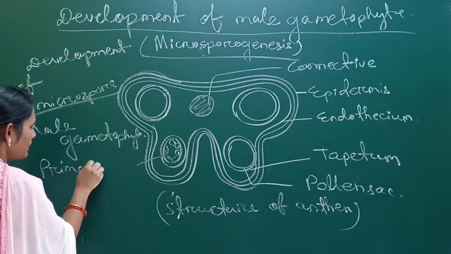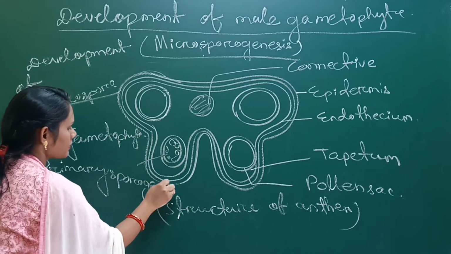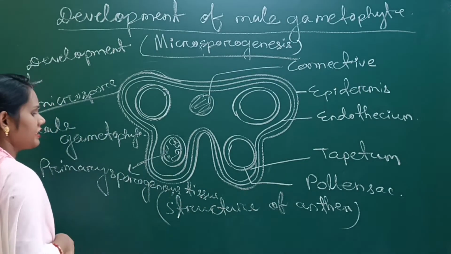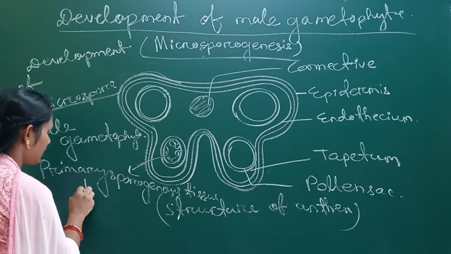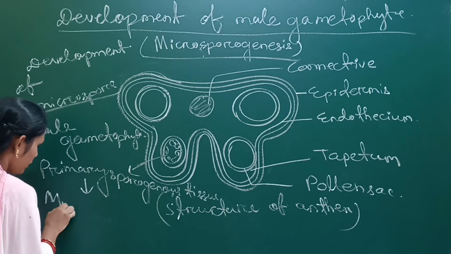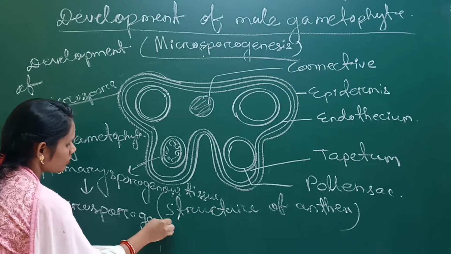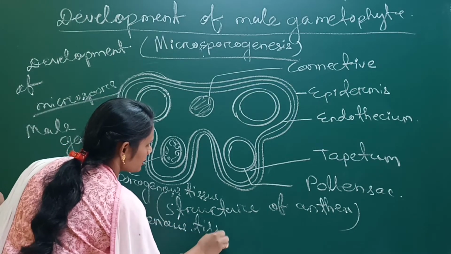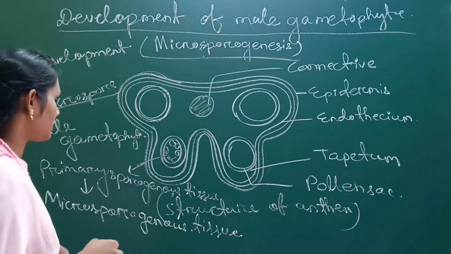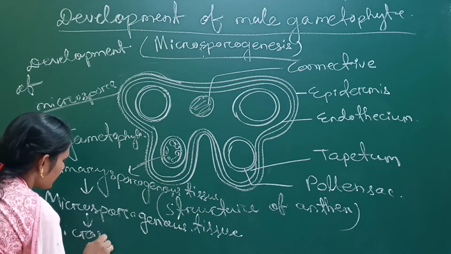tissue. The pollen sac contains primary sporogenous tissue, and this tissue divides repeatedly and converts into microsporogenous tissue, which is differentiated generation by generation. And this microsporogenous tissue again divides to form the microspore mother cell.